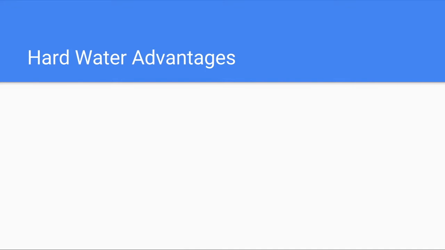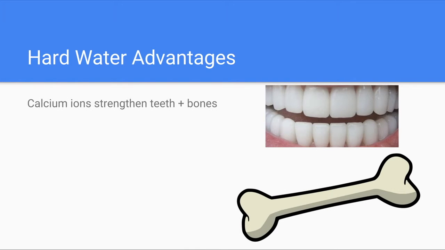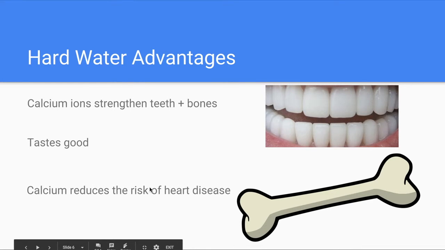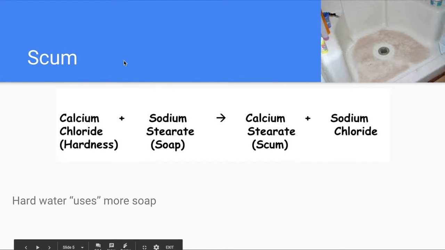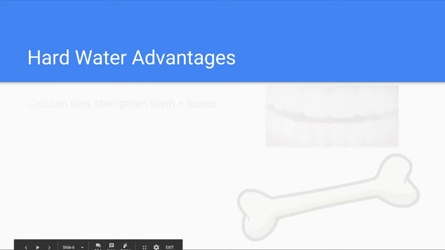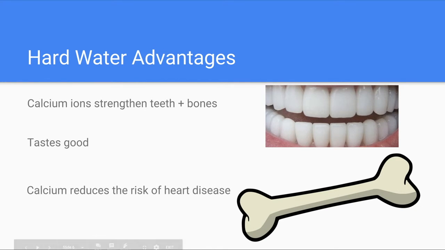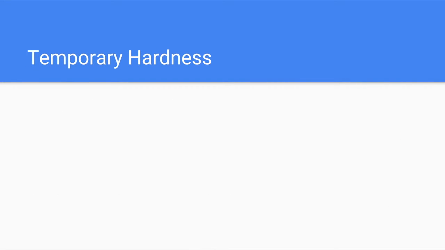Now hard water advantages. Calcium ions strengthen the teeth and the bones. And hard water actually tastes better than soft water. And calcium reduces the risk of heart disease. So a disadvantage would be that scum is formed. But advantages are these. So temporary hardness.